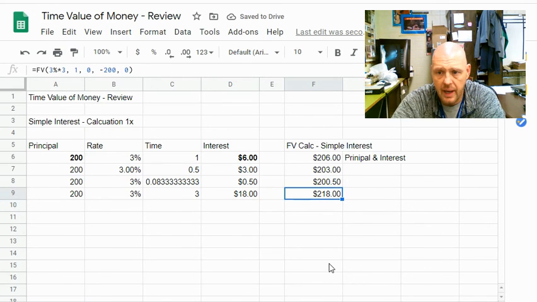Right. We'll come back with our time value of money number 2, and we'll look at something called compound interest.